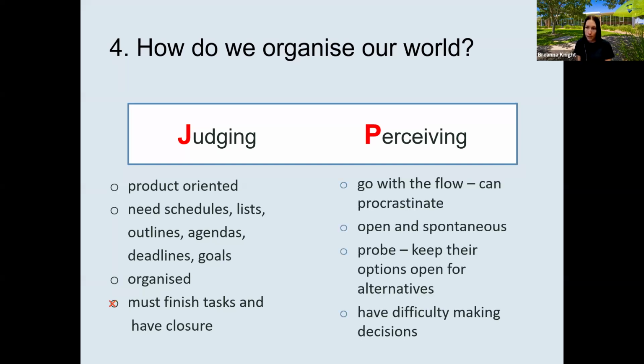Whereas someone who's perceiving is a bit more sort of go with the flow, a bit more open. They might have a bit of difficulty making decisions, but yeah, they like different options. Often people who are perceiving are a bit more procrastinators, but in saying that, they're often also a bit more open to ideas and doing things differently. So there's pros and cons to both.